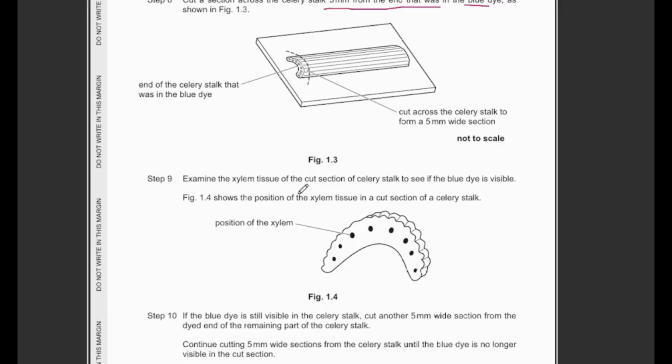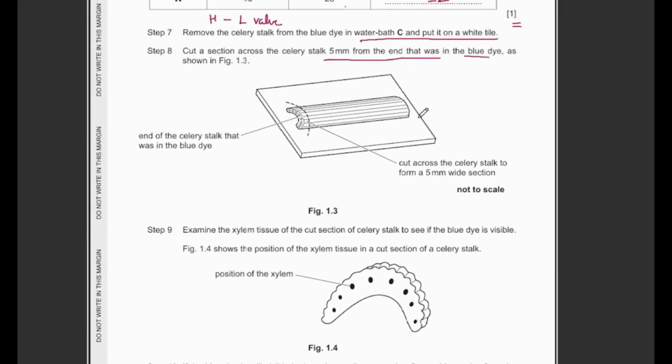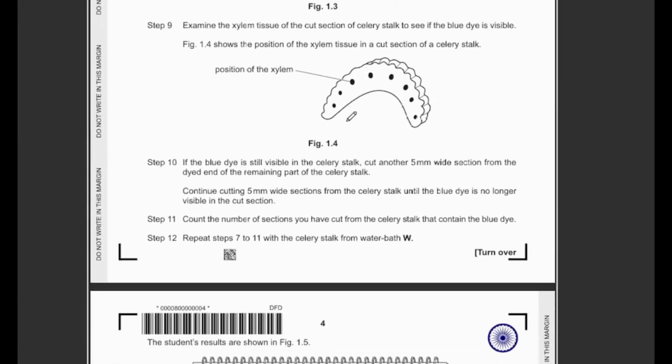So you can see the position of the xylem, and the blue dye is visible easily here. If the blue dye is still visible in the ciliary stalk, cut another 5 mm. So basically, till you see the blue stalk, you keep continuing 5 mm here, and that is what the question is. Continue cutting 5 mm wide sections from the ciliary stalk until the blue dye is no longer visible in the cut section.